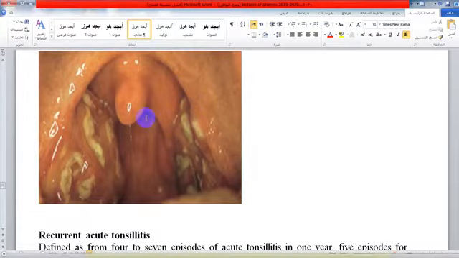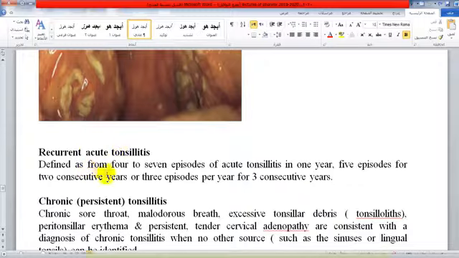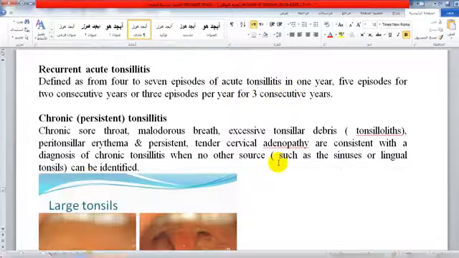Recurrent acute tonsillitis, the exudates, follicular, we sometimes call acute follicular tonsillitis, acute follicles or exudates of pus. Recurrent acute tonsillitis is defined as 4 to 7 episodes of acute tonsillitis in 1 year, 5 episodes for 2 consecutive years, or 3 episodes per year for 3 consecutive years.